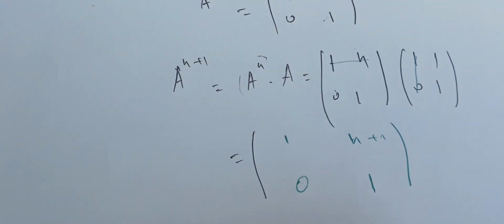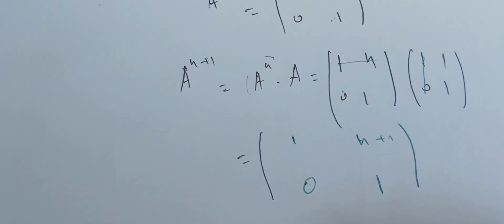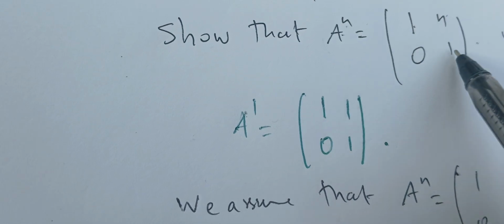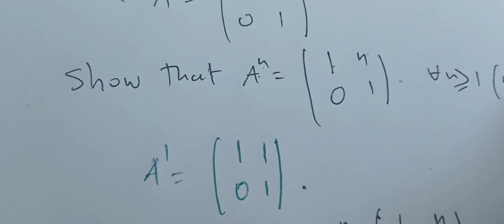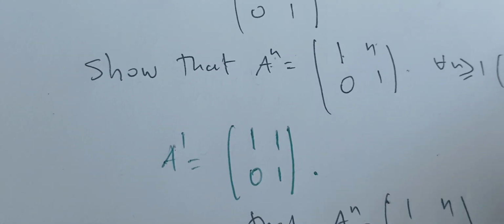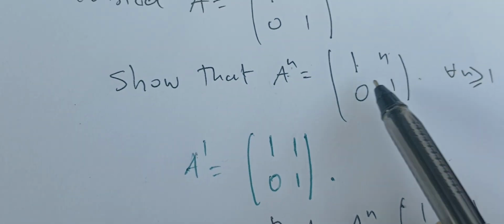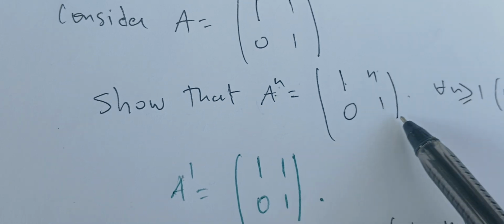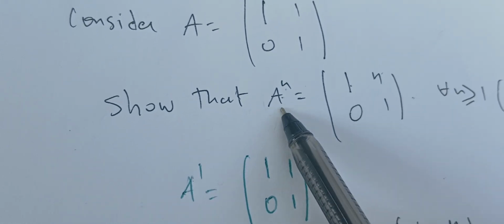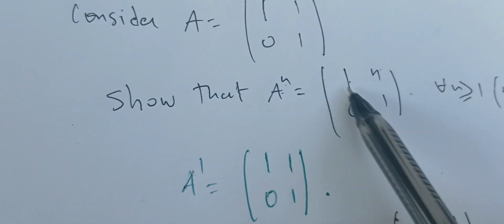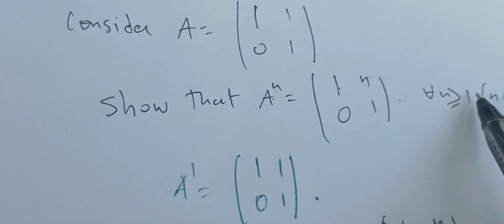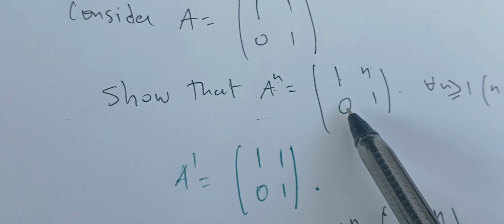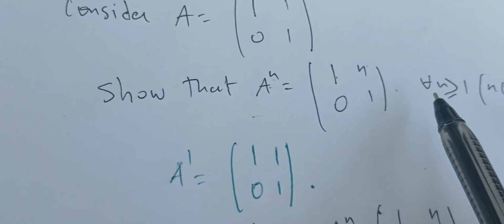Therefore, by the principle of mathematical induction, A to the power n is 1, n, 0, 1 for all n bigger than or equal to 1. So using the conditions, we conclude that A to the power n can be written in this form for n bigger than or equal to 1. This means that this property is true for all n. Thank you.